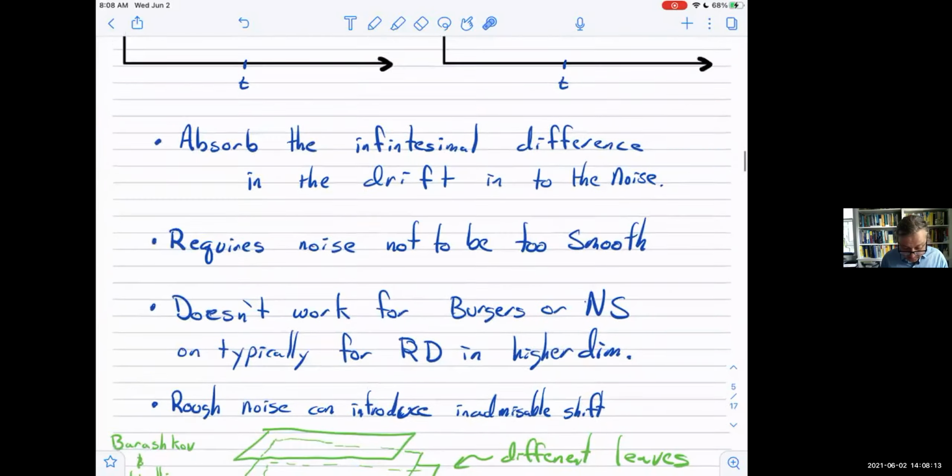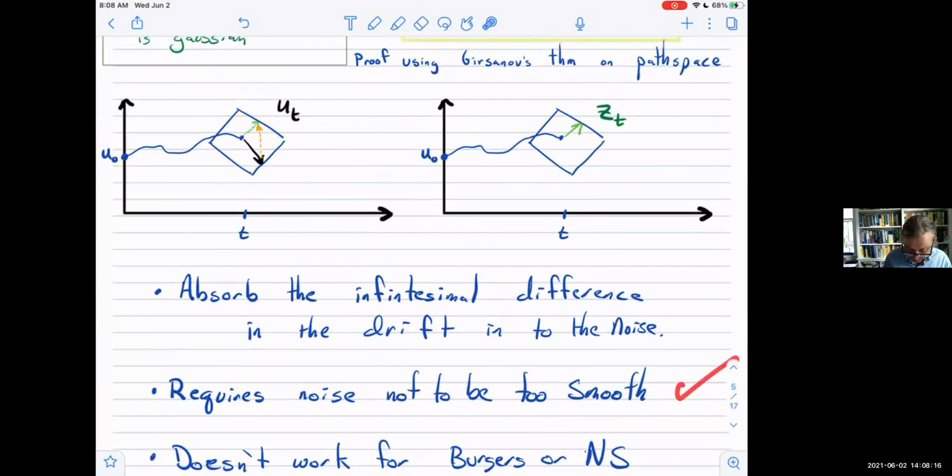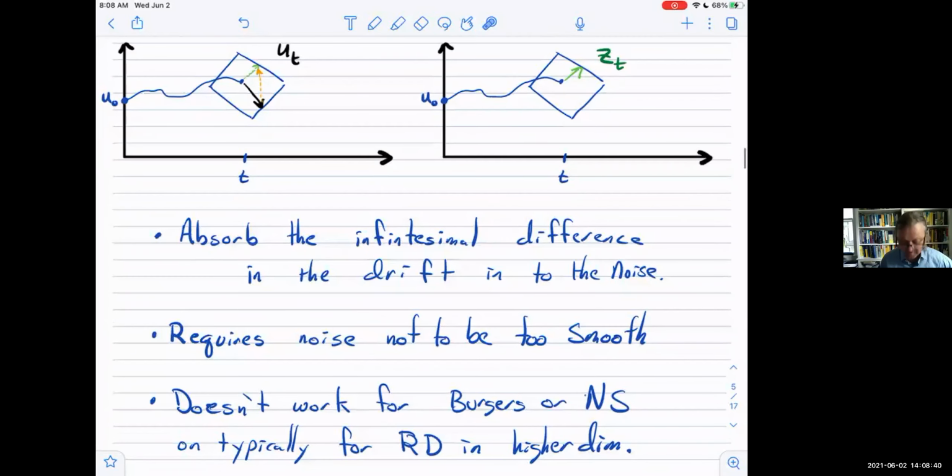So it requires the noise not to be too smooth. That's really important, because if the noise is too smooth, you can't absorb the shift. The shift may be too rough to be in the range of the noise, and so then it cannot be absorbed. And since this is happening infinitesimally, this is really an elliptic statement. You can't move the noise through the nonlinearity in this simple picture I've given you. So this doesn't work for Navier-Stokes or for Burgers, or typically for reaction diffusion equations in higher dimensions. This kind of using Girsanov to prove path space equivalence.